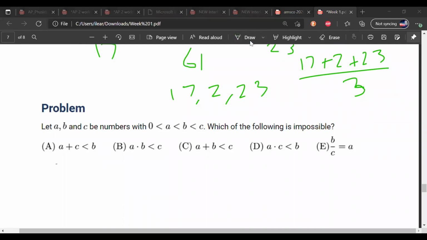So let's go through all of these cases. A plus C is less than B. Of course this can't be possible, right? A plus C is less than B. Now, if A and C were negative numbers, for example, like -3, -5, and B was something like -4, this would be possible. But alternatively, we know C is greater than B. So it's impossible. So A is our answer.